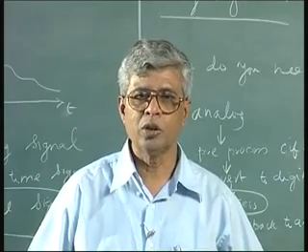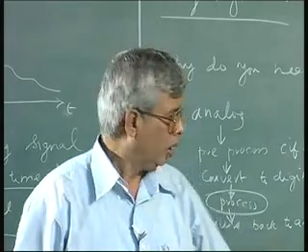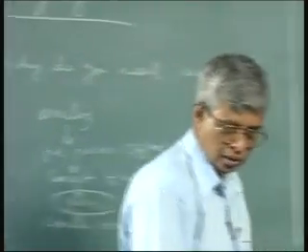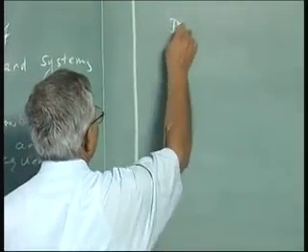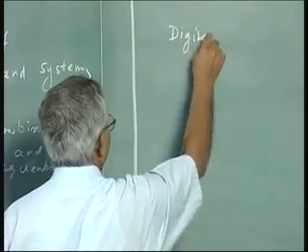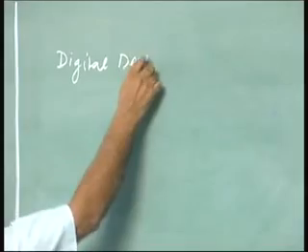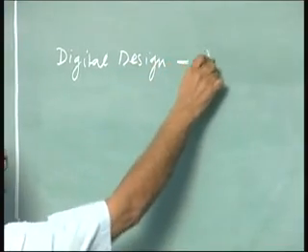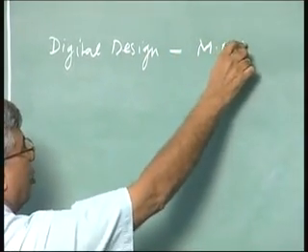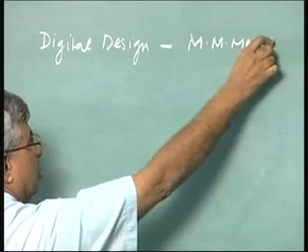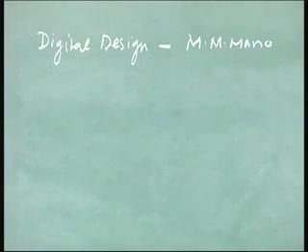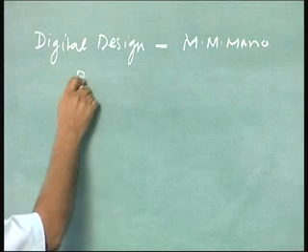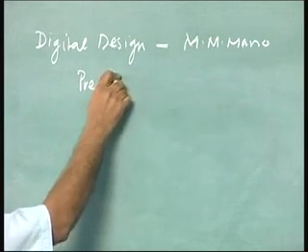And what are the books we will be using? A very good book is called Digital Design by Maurice Mano, M. Mano. I don't know, Maurice M. Mano. This is a Prentice Hall book, I think. It comes in a cheap edition, it's available. I think it's available in our bookstores.